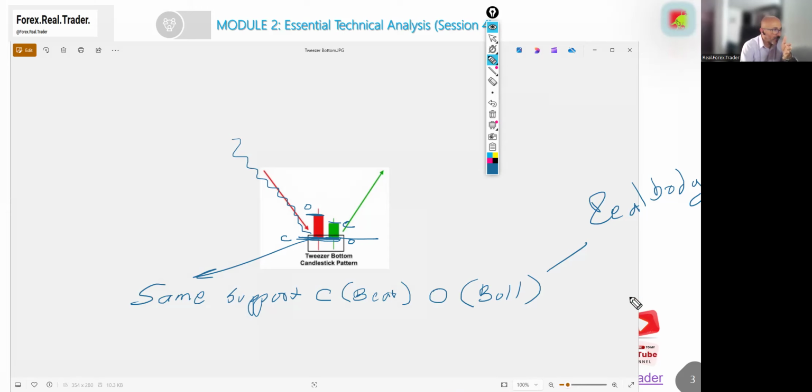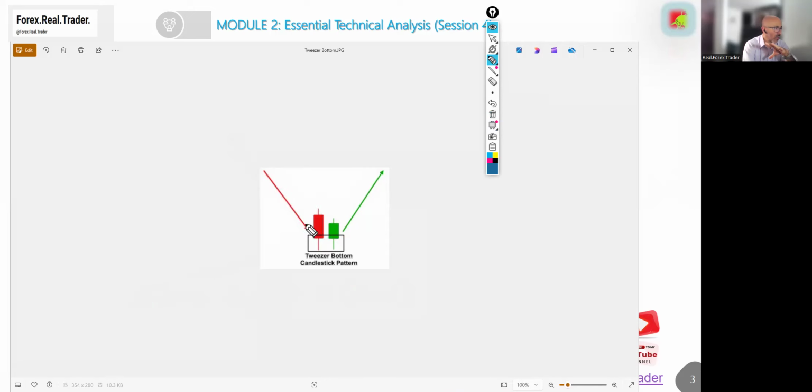The real body. This is basically the best way to approach this pattern. Some traders also interpret it as the same support, the same close for the bear, and the same for the bull, but they take into account the wick. If the wicks of both are in the same support area, they count it as a valid tweezer bottom. In my particular case, I like to rely more on the real body. So I am more inclined to this one here, the real body.